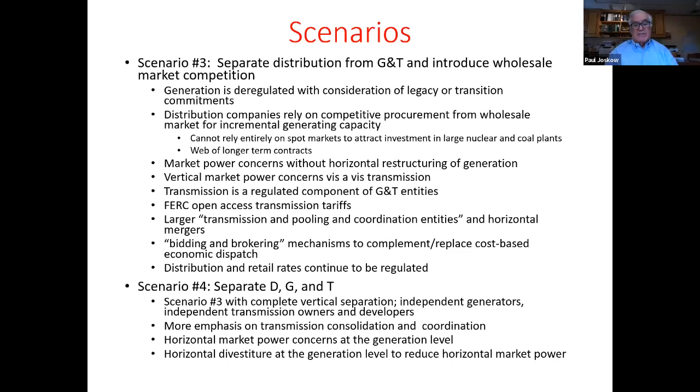at the generation level. And we conclude this scenario by suggesting that if you really wanted to restructure and get a competitive market, you couldn't just wait for generators to knock on the door, that was going to take too long, and that we needed to have a divestiture of generating companies that had large market shares. And there's quite a bit of analysis of that in the book.